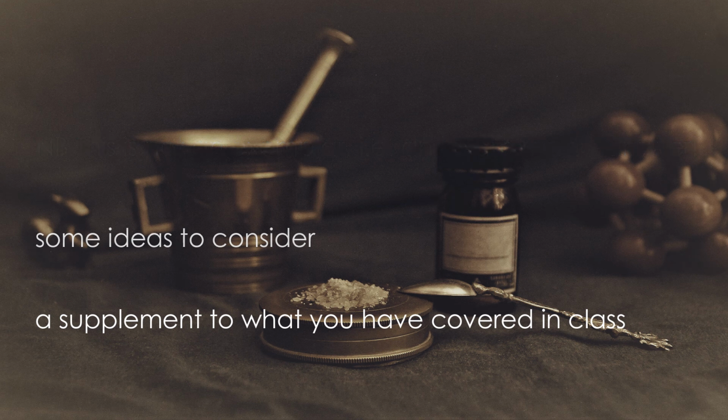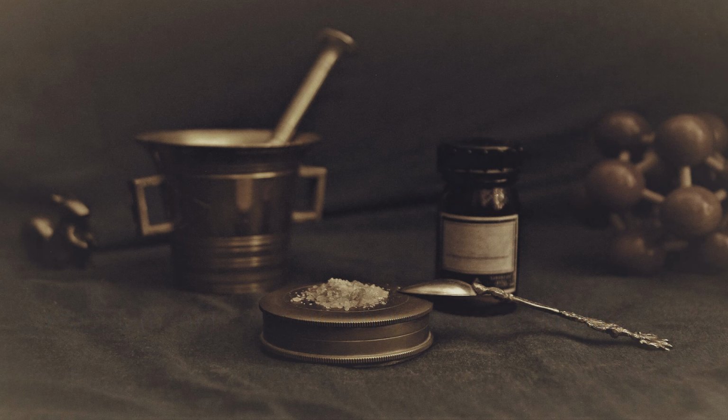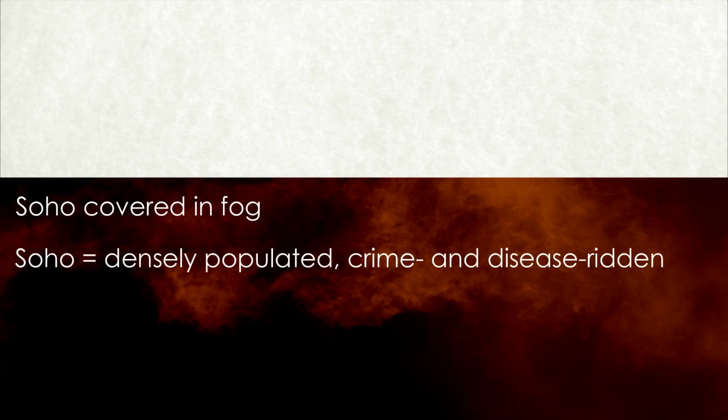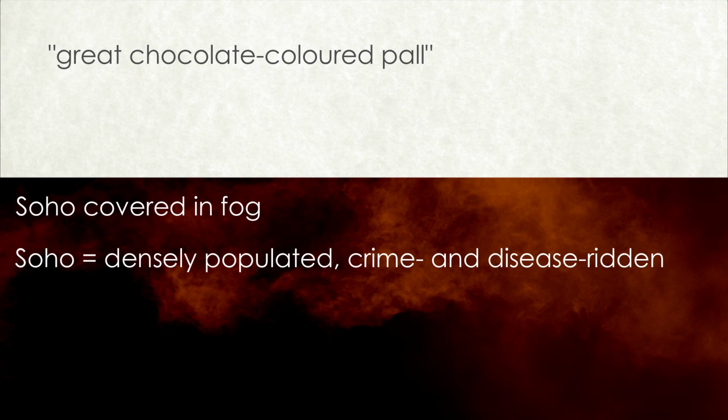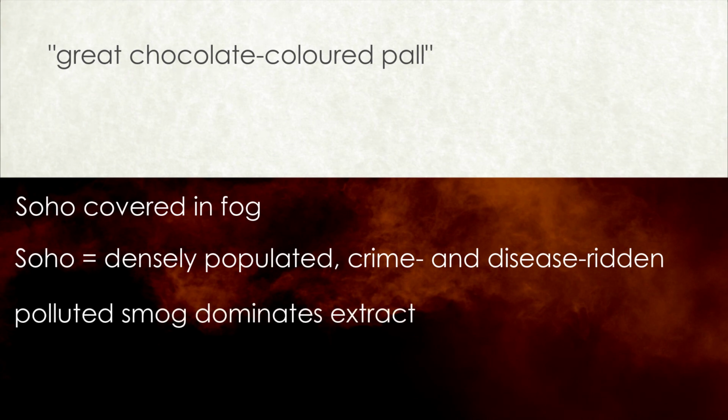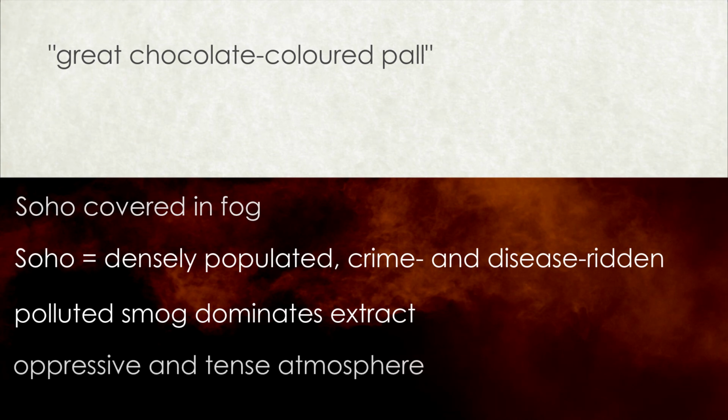So first of all, Stevenson creates mystery and tension in this extract through his very vivid description of a fog-smothered Soho, which during Victorian times was a densely populated area of London, where disease and crime were rife amongst the overcrowded tenements, music halls and drinking dens. The great chocolate-coloured pall, or polluted smog, which Utterson drives through to get to Hyde's quarters, dominates the extract and creates an oppressive and tense atmosphere.